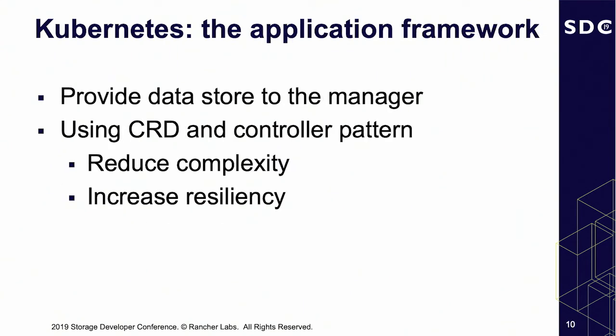And Kubernetes also serves as the application framework for Longhorn, because of the controller pattern. Kubernetes serves as the data store for the manager. The manager state is stored in the Kubernetes API server and etcd. And Longhorn uses CRDs and controller patterns to reduce complexity. We don't have a very complex state machine.